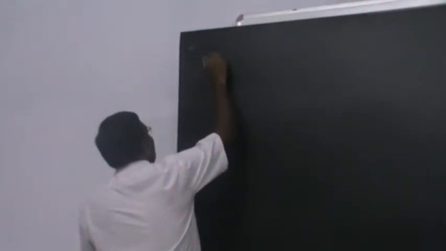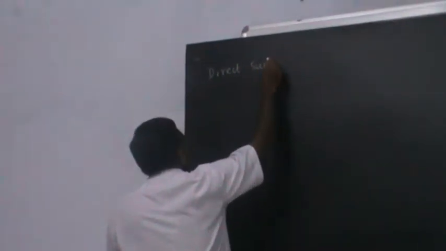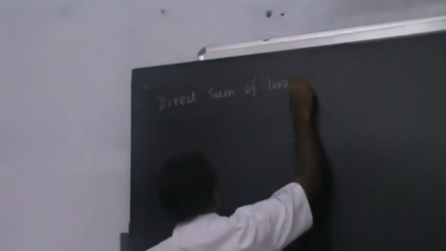So just before I leave, I want to define two more. We have seen if we have a bigger vector space, how to get lower dimensional vector spaces. Now if I have two vector spaces, how to construct a bigger vector space? There are two ways of constructing that. One is called direct sum of two vector spaces.